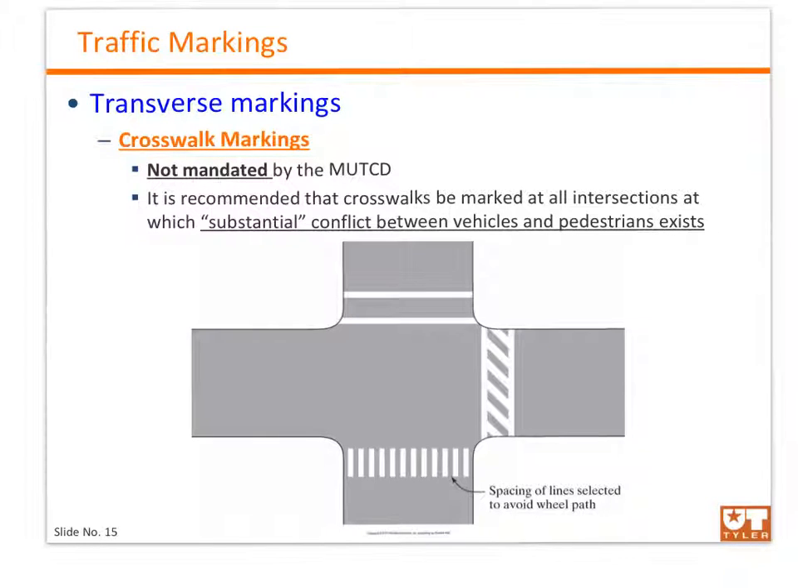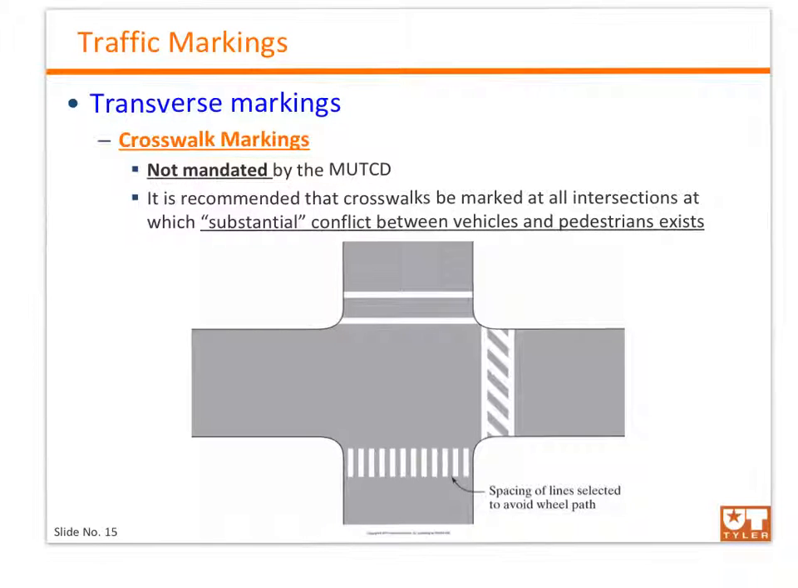This is another example of crosswalk markings. It's not mandated again by MUTCD, but it's really recommended that crosswalks be marked at all intersections at which substantial conflict between vehicles and pedestrians exists. So here again, it really depends on the amount of pedestrians observed at that intersection and the amount of traffic as well. And that's why MUTCD cannot mandate it, or have it as a standard, which is a must.